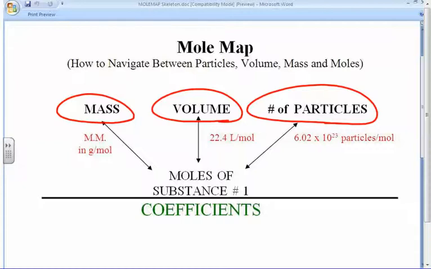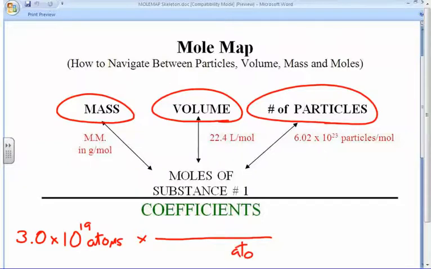If we are calculating, for instance, the number of particles that we have in a mole, and you are given a certain number of particles, for instance, if somebody told you that you had 3.0 times 10 to the 19th atoms of a particular substance, and you wanted to know how many moles that was, then the number of atoms that you have is the unit that you want to move away from, and you're trying to find the number of moles that you have of that particular substance.